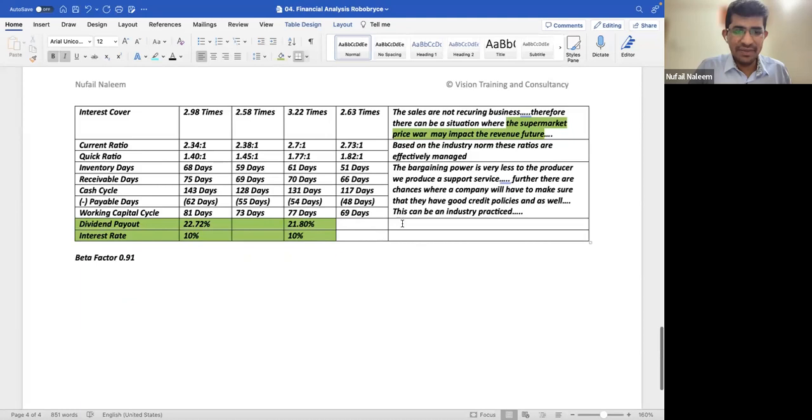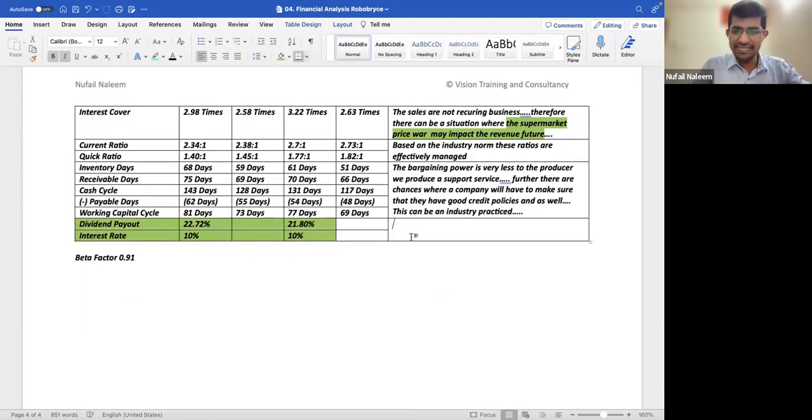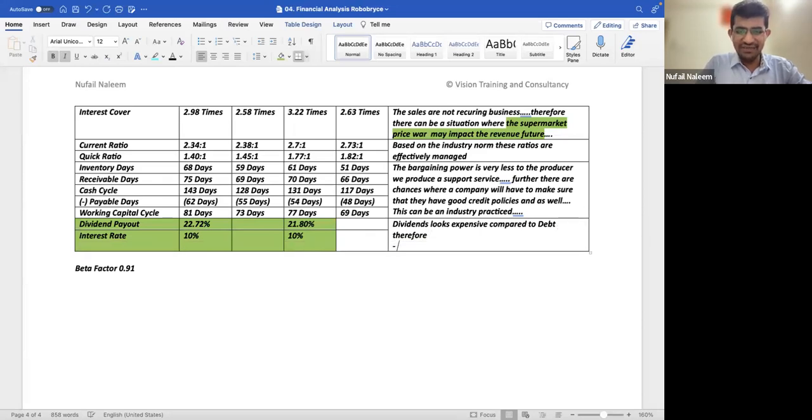Dividend payout 22%, and the interest, in this technical norm, that is the theory norm, equity looks expensive compared to debt. Compared to what, students? Compared to debt. Therefore, students, this is not tested now, but I will tell you something called Modigliani and Miller.